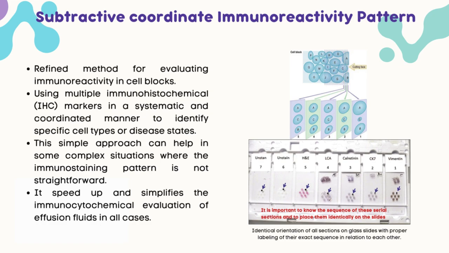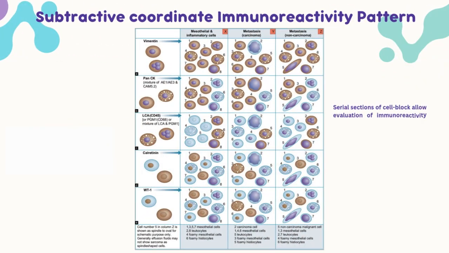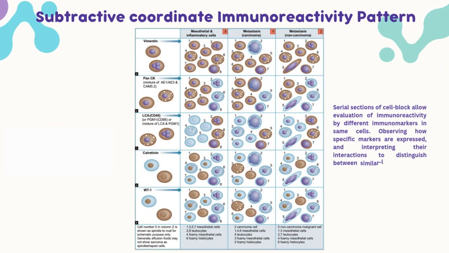The benefits of SCIP include improved precision in diagnosing complex cases, better differentiation of cell types or tumors, and enhanced reproducibility of results. It speeds up and simplifies the immunocytochemical evaluation of effusion fluids in all cases, making it an essential tool in modern pathology. Serial sections of cell block allow evaluation of immunoreactivity by different immunomarkers in the same cells.